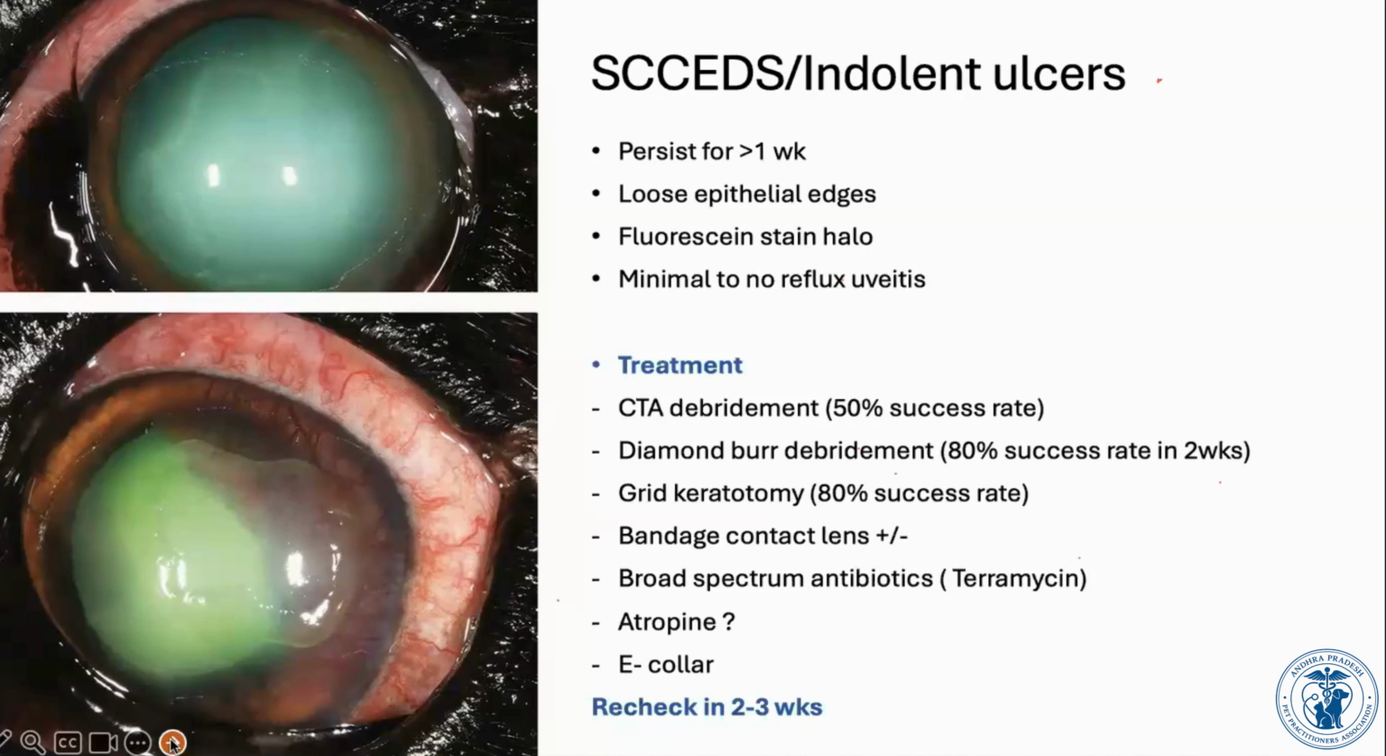So if you have any ulcer that is persisting for more than 1 week, please think of whether it's an indolent ulcer or a SCED. And how do we find it out? It will be very superficial. The corneal curvature will be more or less the same. And when you see the ulcer edges, there'll be loose epithelial edges. So there'll be an epithelial lip that will be loose. If you see it in both the images, the edges of the ulcers are very loose. And when we do a dye also, there'll be a halo formation.